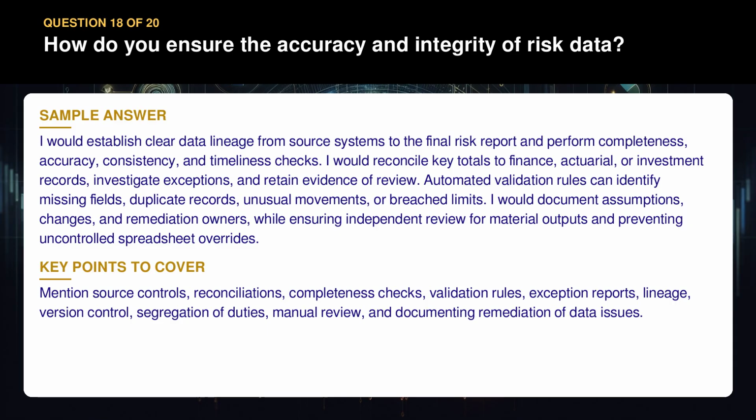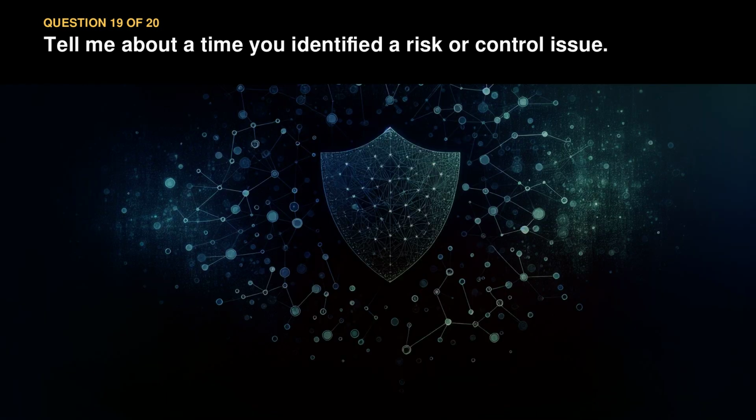Mention source controls, reconciliations, completeness checks, validation rules, exception reports, lineage, version control, segregation of duties, manual review, and documenting remediation of data issues. Question 19. Tell me about a time you identified a risk or control issue.